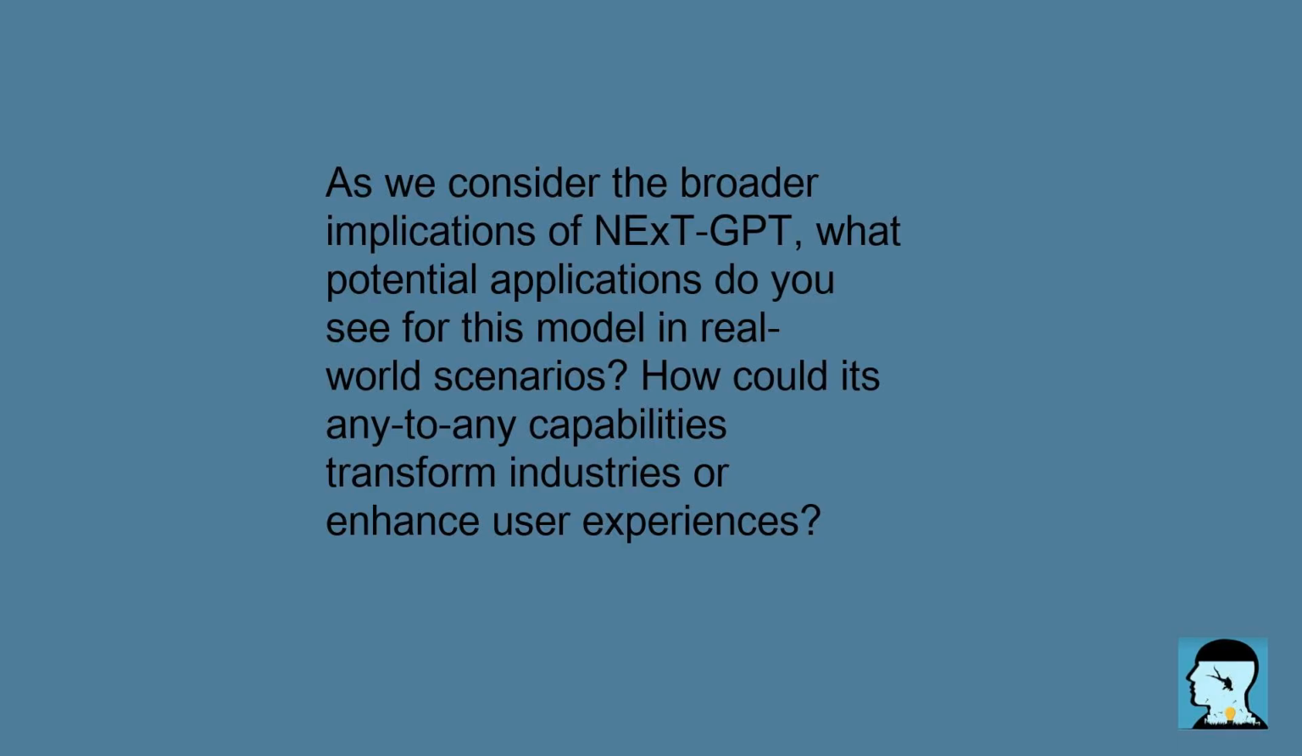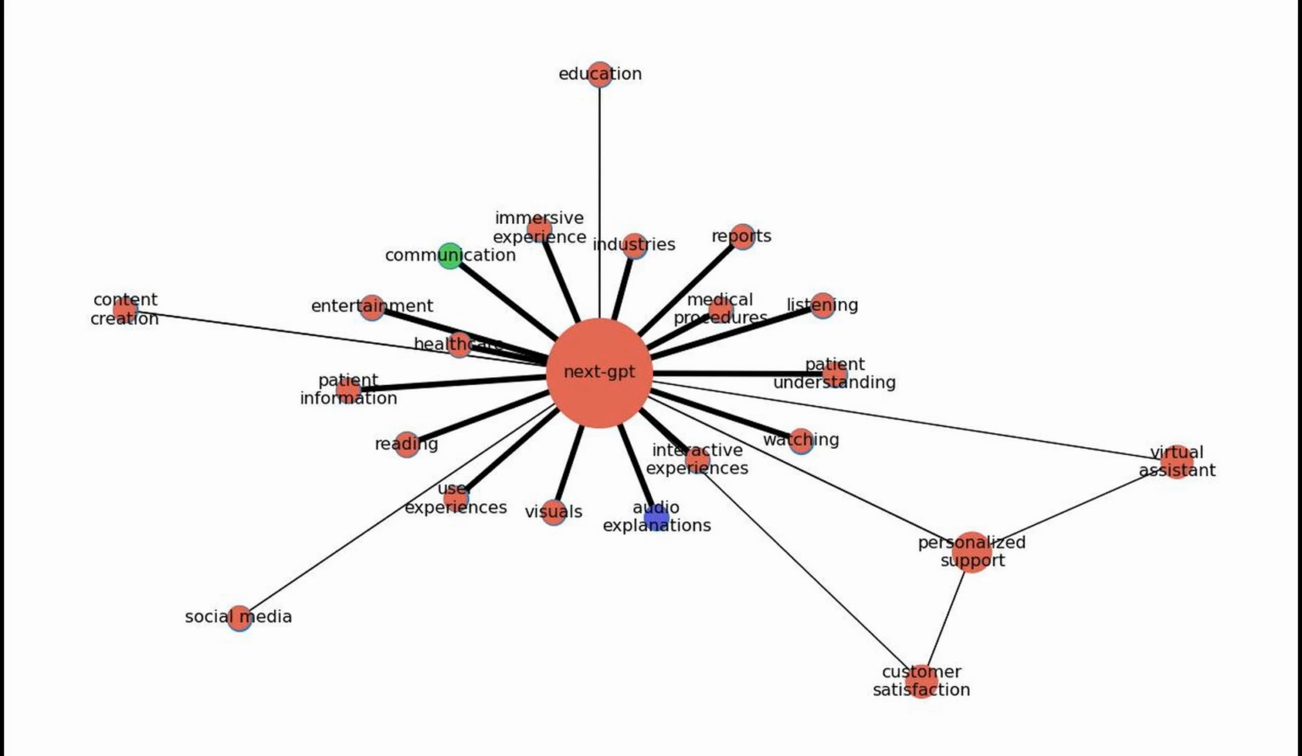That's an insightful analogy. The importance of quality data in training AI systems cannot be overstated. As we consider the broader implications of NExT-GPT, what potential applications do you see for this model in real-world scenarios? How could its any-to-any capabilities transform industries or enhance user experiences? NExT-GPT's any-to-any capabilities open up a world of potential applications across various industries, much like a Swiss Army knife that can tackle many tasks. Here are some ways in which this model could transform real-world scenarios and enhance user experiences.